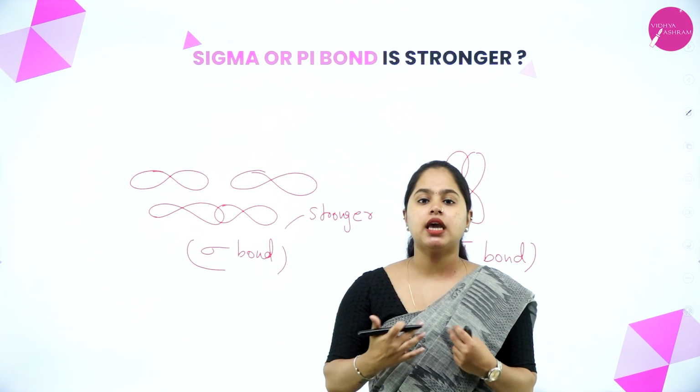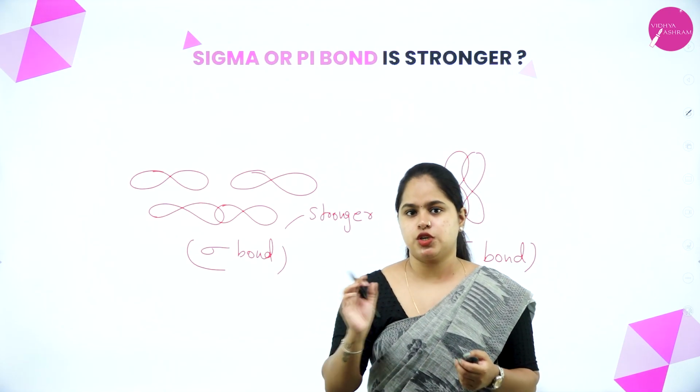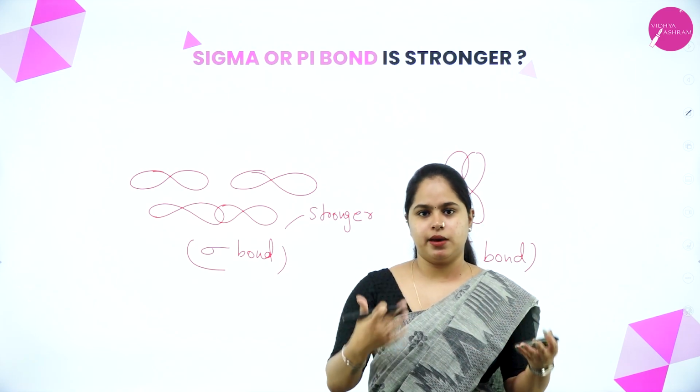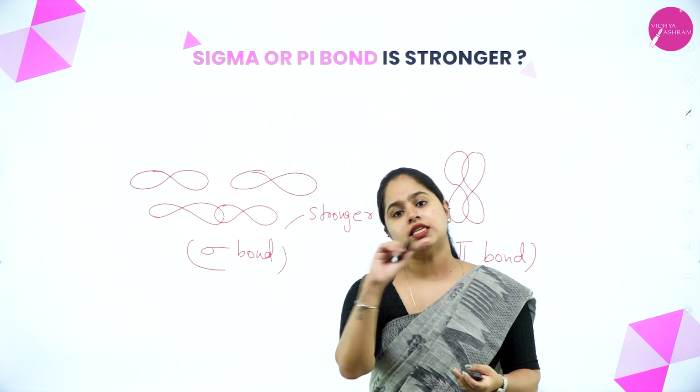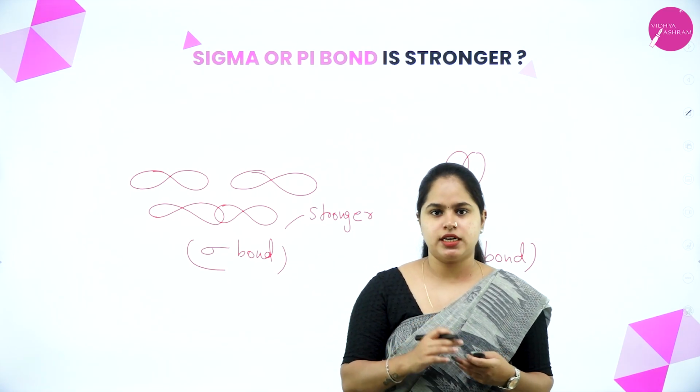Now where can you actually observe these sigma bonds? Wherever single bonds are present. You are familiar with single, double and triple bonds, right? So wherever a single bond is present, there will be a sigma bond, right? So that is also clear.